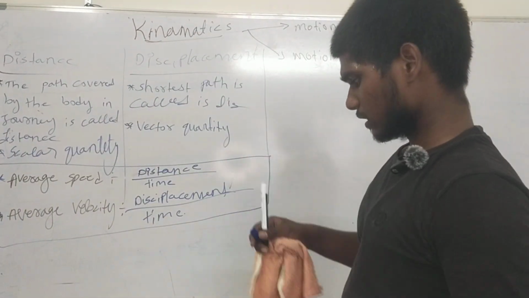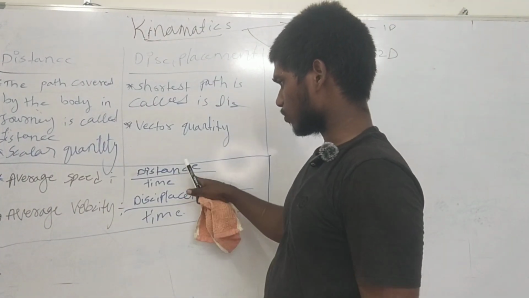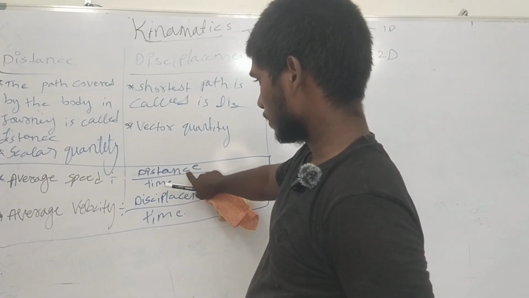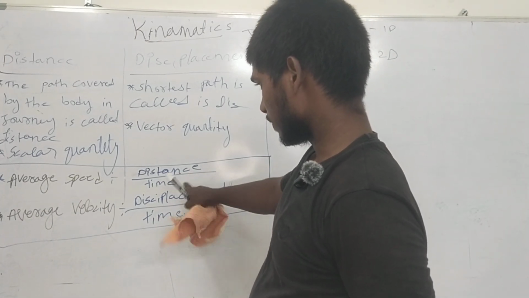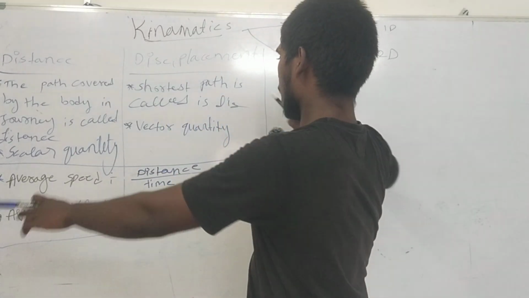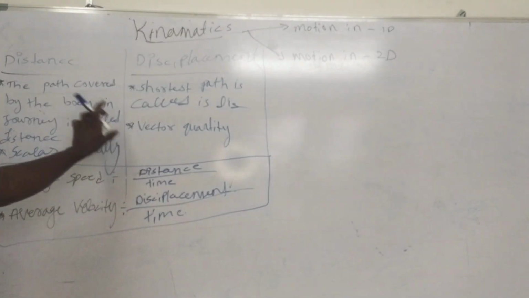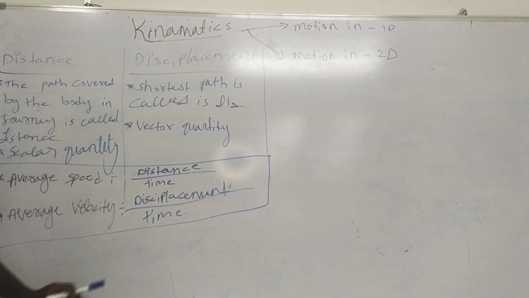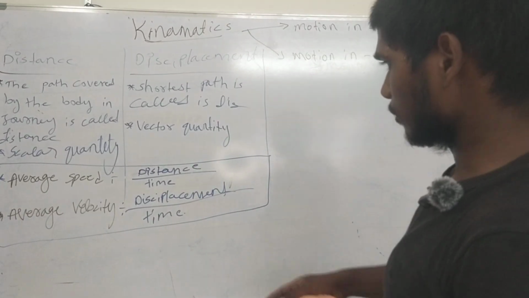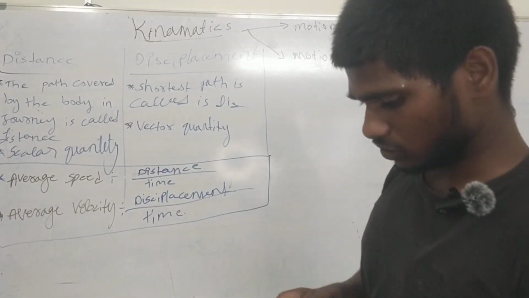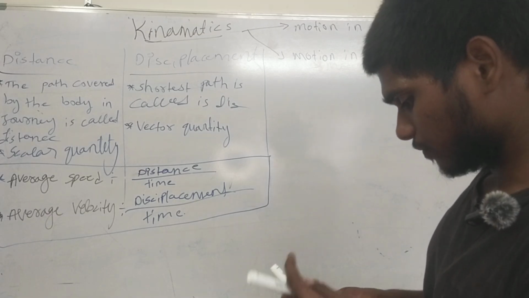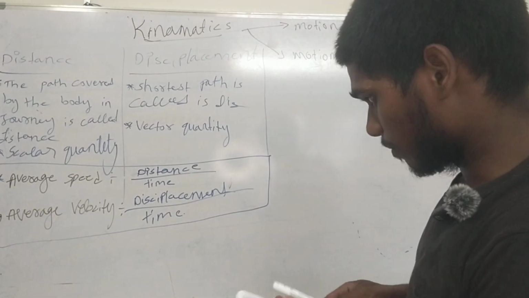Before giving this formula, I differentiated between distance and displacement. I hope you understand, right? Let us derive the formula for average speed by using the general formula.